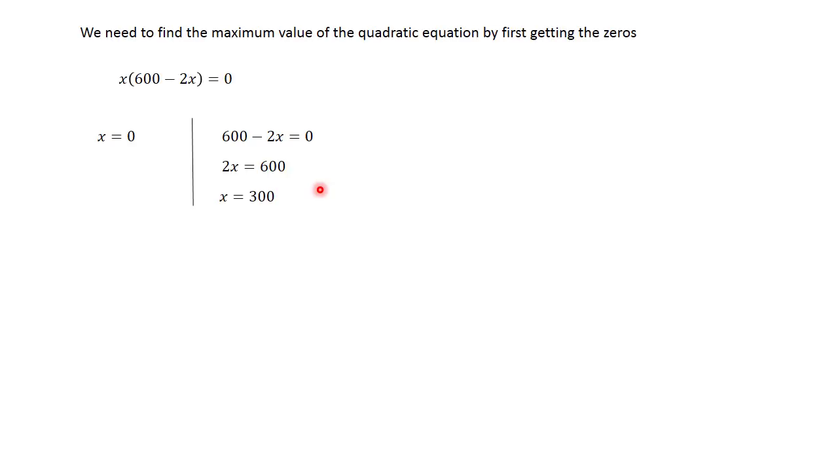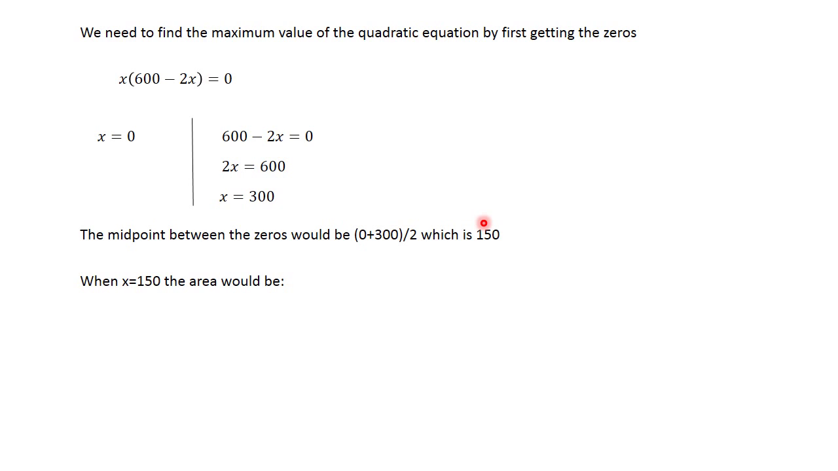Let's take those two zeros and find the midpoint so that we can figure out where the maximum is. So we add the 0 plus the 300 and divide that by 2. That of course gives us 150. So now we know where our maximum is. Our maximum is when x, the width, is 150.